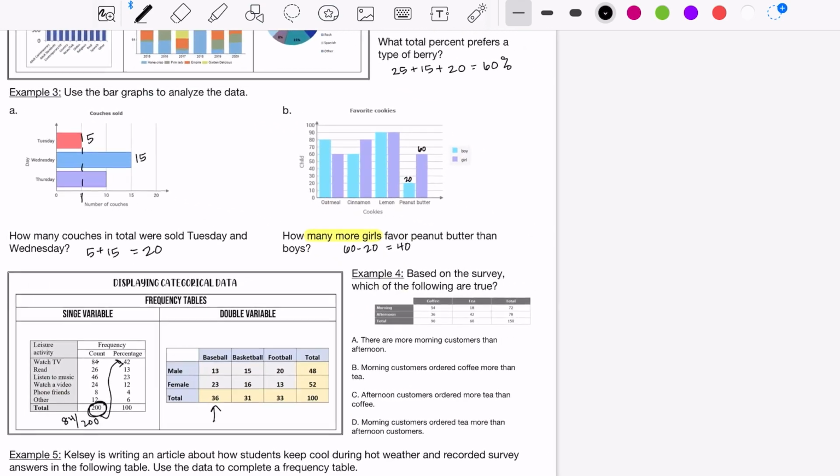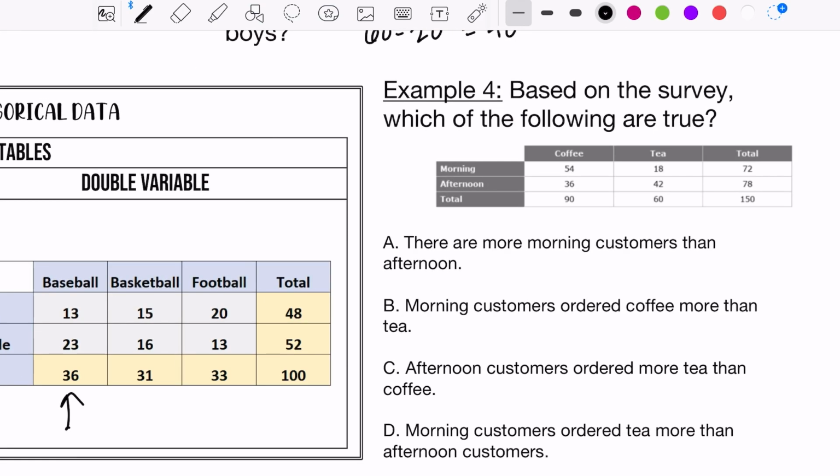So let's take a look at example 4. It says, based on the survey, which of the following are true? There are more morning customers than afternoon. So let's look, here is morning, and then here is afternoon. Are there more morning customers than afternoon? Morning 72, afternoon 78. That is false.